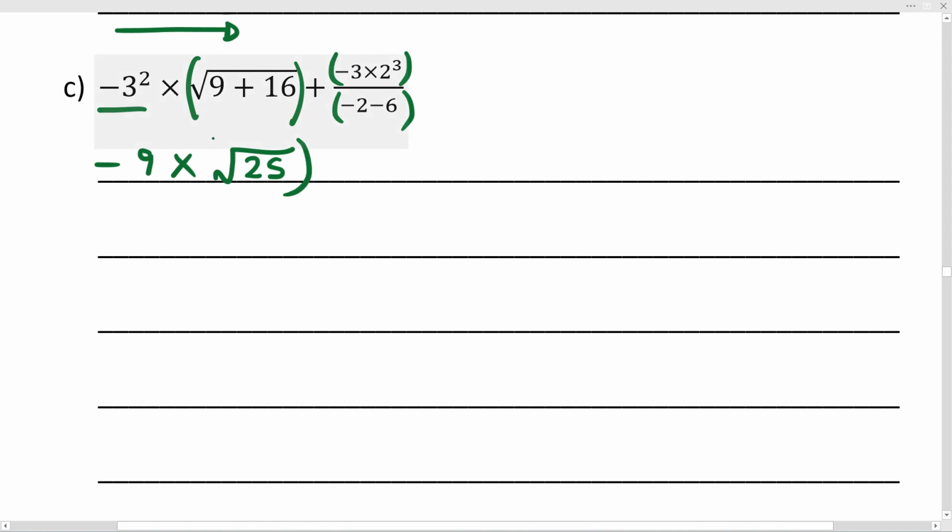And I'm also treating that like a bracket. Plus, let's simplify the top and simplify the bottom. Negative 3 times 2 to the 3. Okay, so it's negative 3. I must do the exponent first. 2 to the power of 3 is 8. And then negative 2 minus 6 is negative 8 on the bottom.